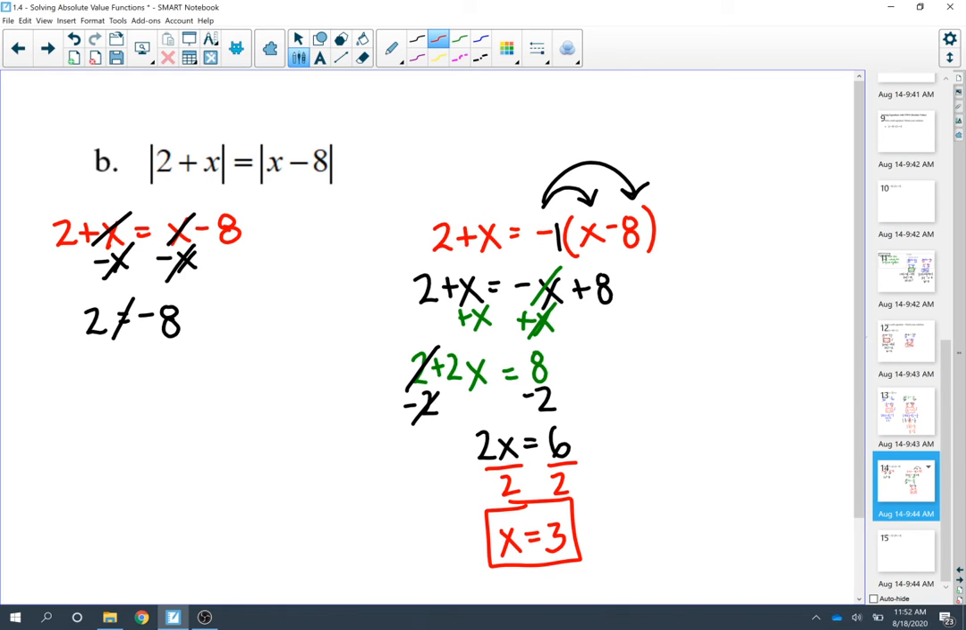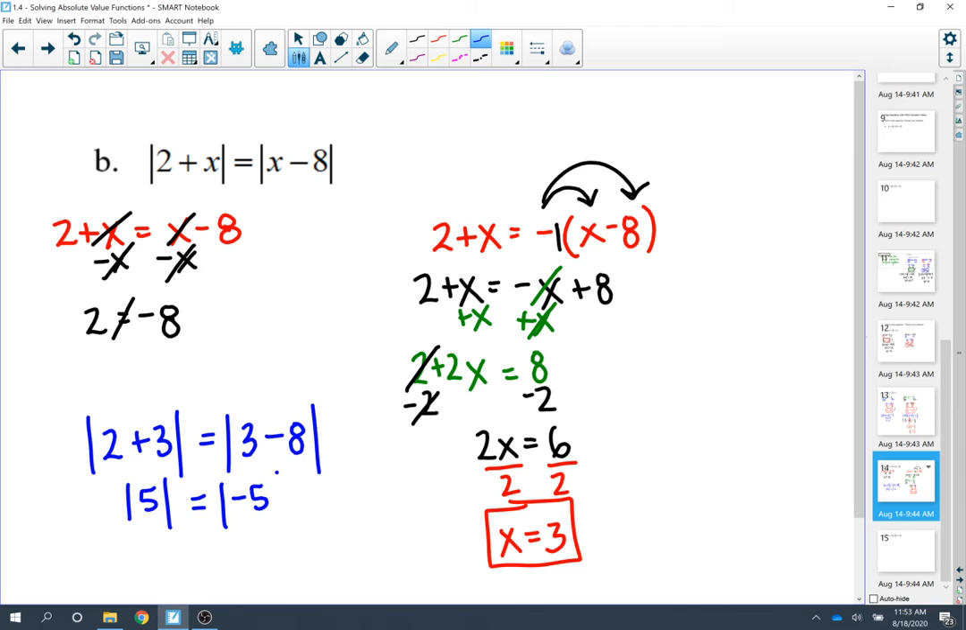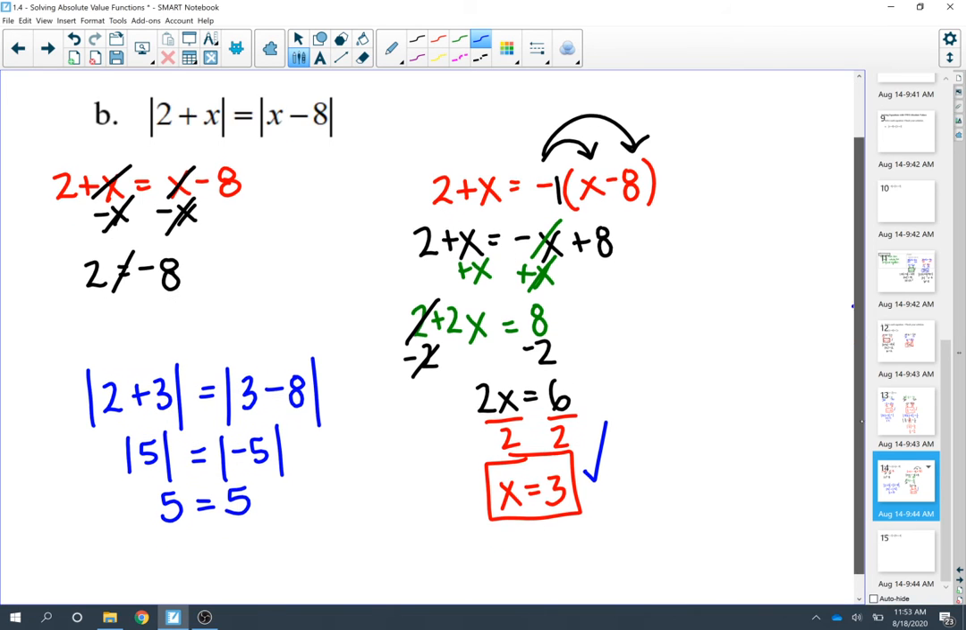At the moment, we're only dealing with one solution because over here we got no solution. So x equals 3. I'm going to substitute it back in and see if it works in my equation. So absolute value of 2 plus 3 equals the absolute value of 3 minus 8. 2 plus 3 is 5. 3 minus 8 is negative 5. The absolute value of 5 is 5, and the absolute value of negative 5 is 5. So this guy's a good solution. X equals 3.